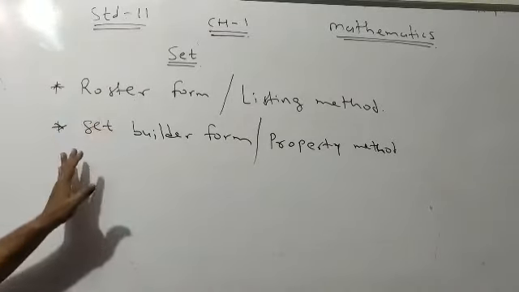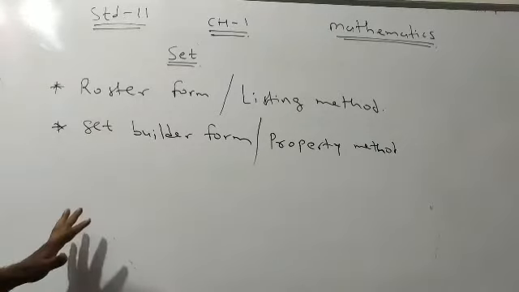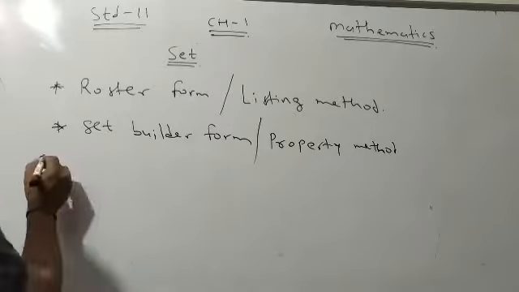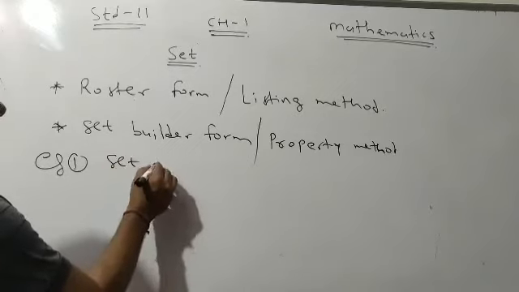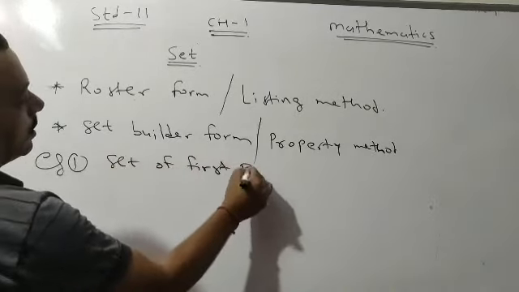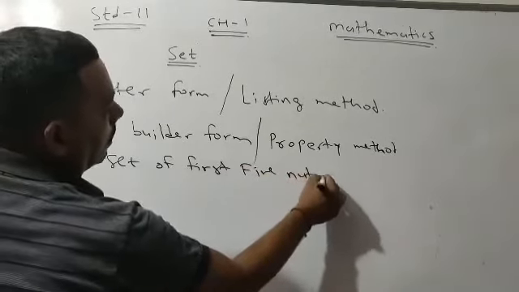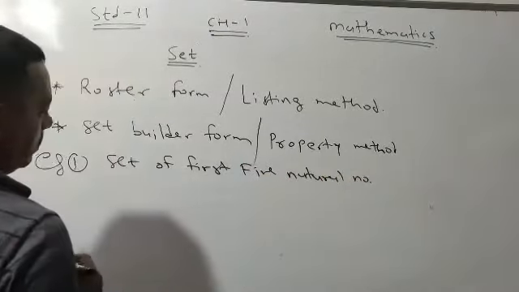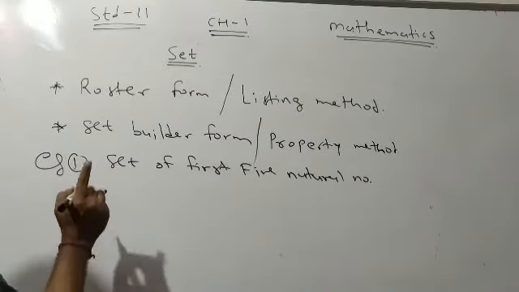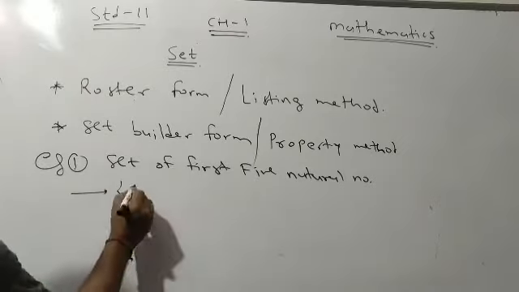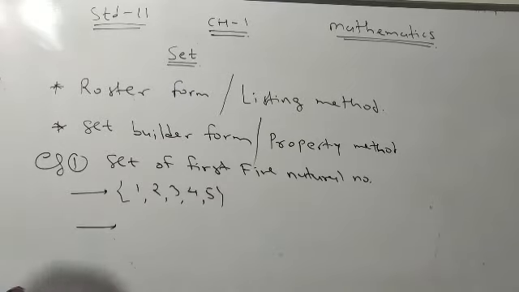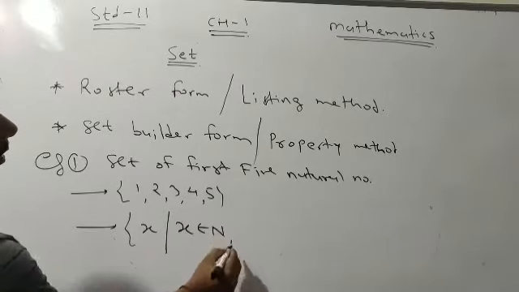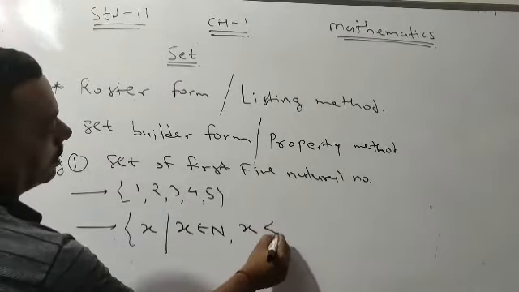Now, the major difference in both the methods is, I will connect with the first example again. See the first example. As I said, set of first 5 natural numbers. Then we can represent this answer by two methods. The first one, 1, 2, 3, 4 and 5. And the second method is all x such that x belongs to N, x less than 6.